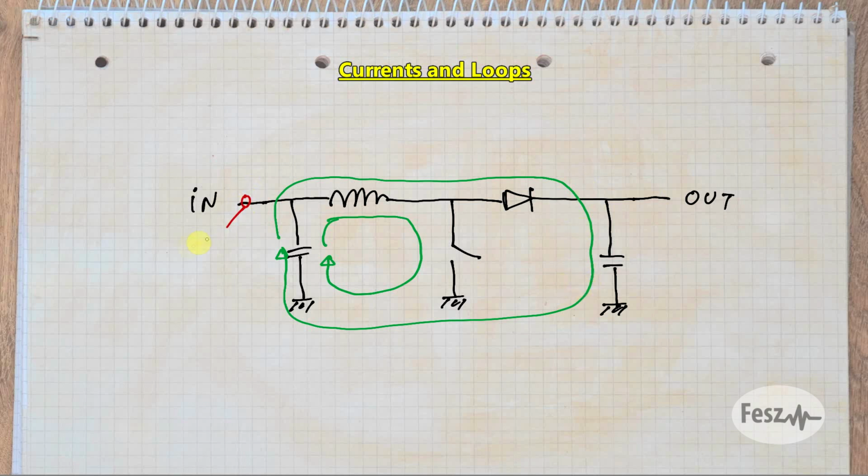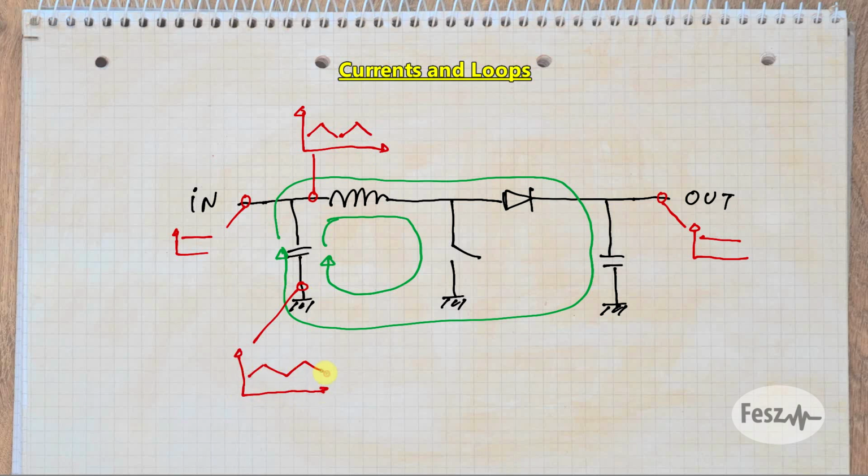Let's consider a converter running in continuous conduction mode. And to keep things simple, we can also consider the input and output current as constants. But the other currents inside of our circuit are a bit more complex. So with the input capacitor and inductor, we have a triangular current, and with the switch, diode, and output capacitor, we have a pulsating trapezoid thing.